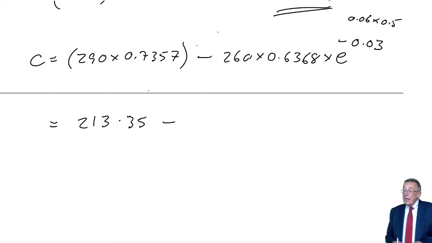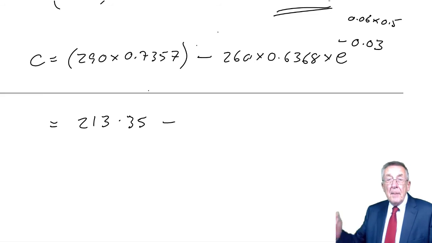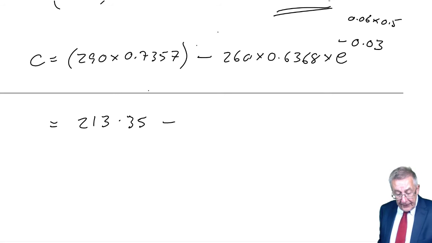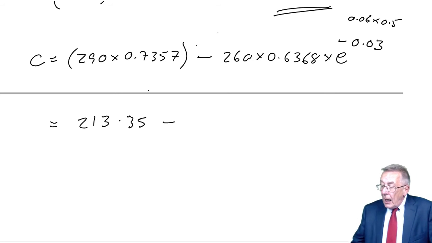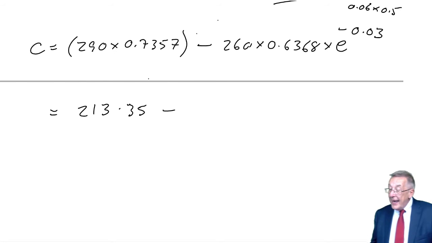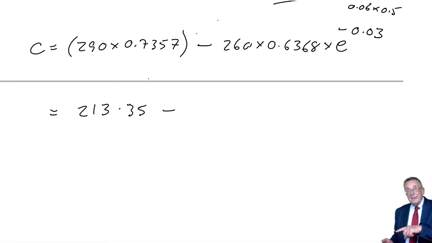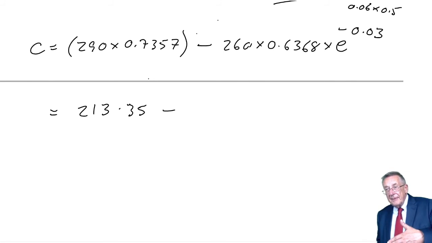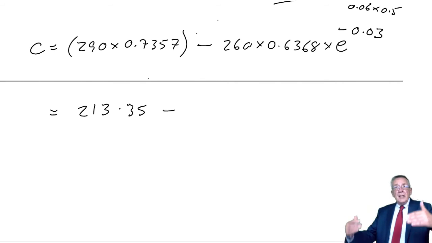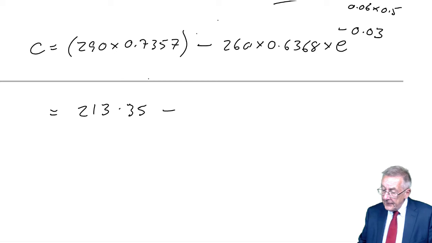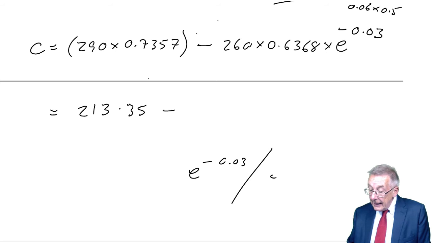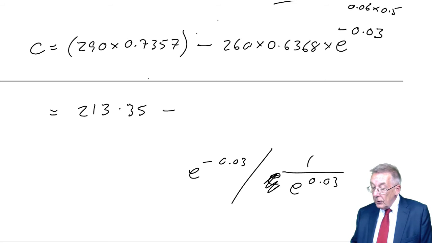The last bit though, now you've two choices here. We need e to the power minus 0.03. Well, with a scientific calculator, that really shouldn't be a problem. If you do have problems with your calculator, then anything to a negative power, I think you should know from school, is 1 over the positive power. So e to the minus 0.03 is another way of writing 1 over e to the power 0.03.